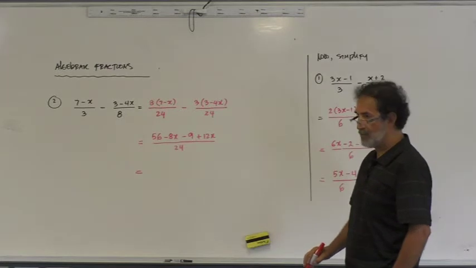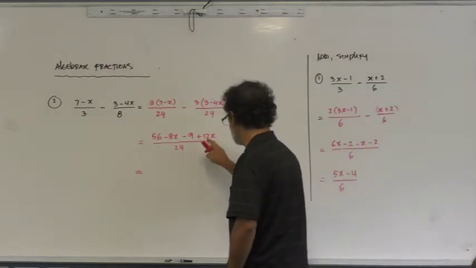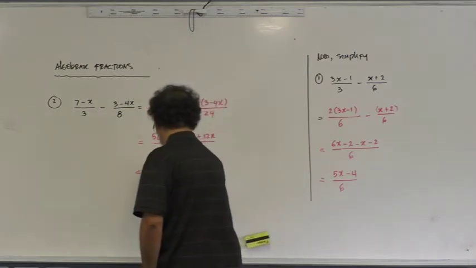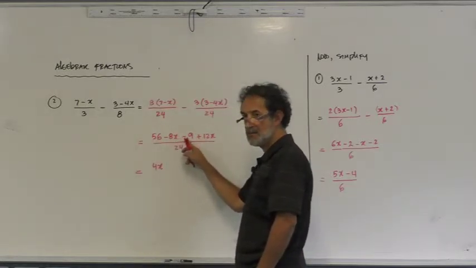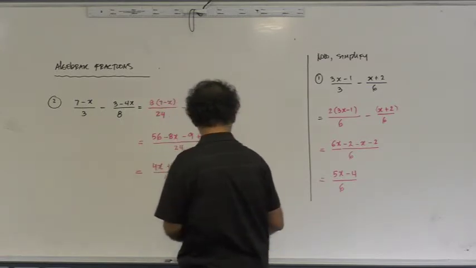Okay, and then we're going to simplify. Takisa, can you please tell me the answer for 12x minus 8x? 4x. And then 56 minus 9 is 47. So it's plus 47, and then over 24. That's it.